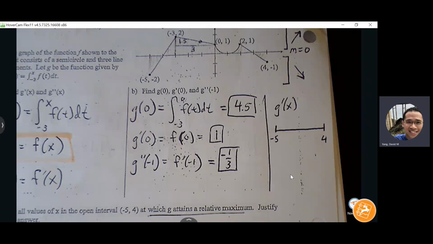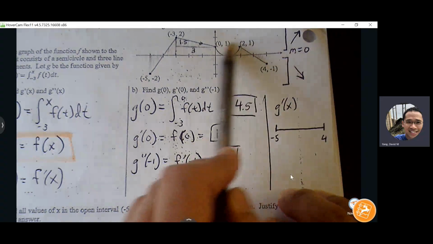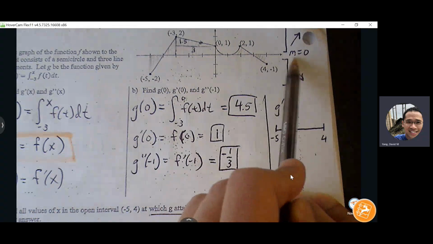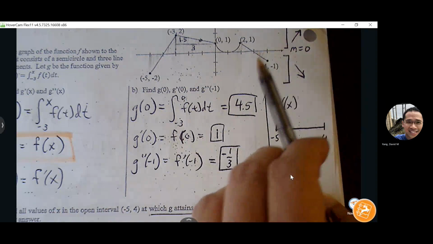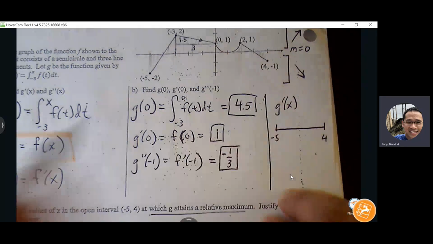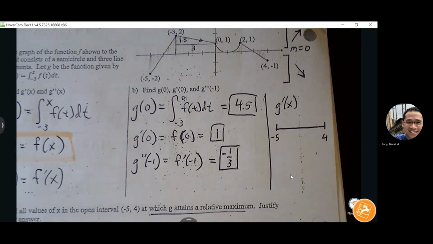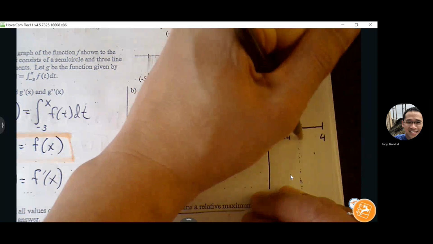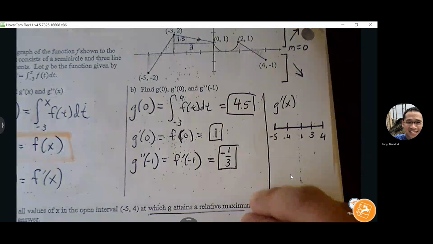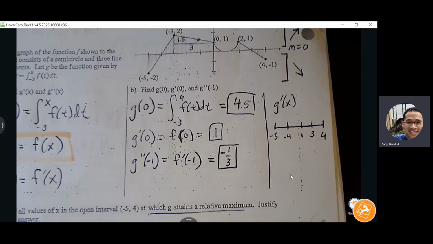What's my critical point? Critical point is wherever my slope is 0, right? So where's my slope 0? -4 and 1. Yeah. So -4, 1, 3. Those are the potential relative max, relative mins. I just want to get everything on this sign line.